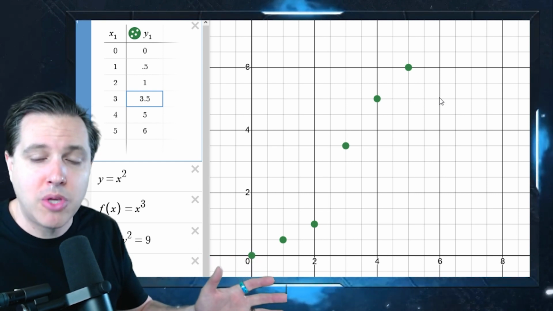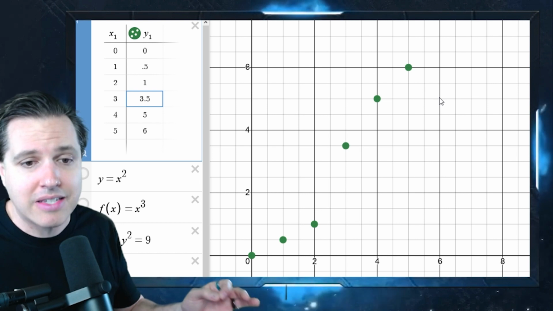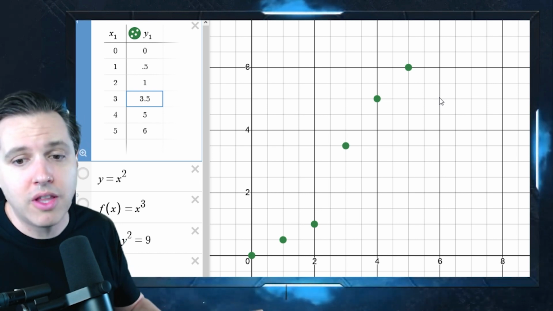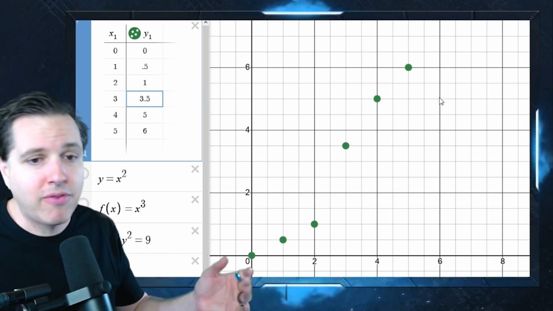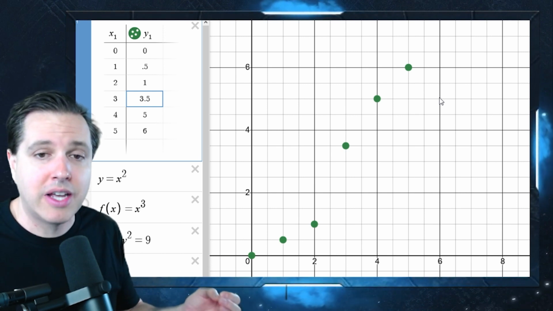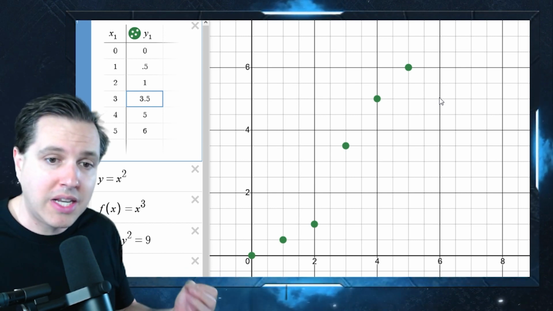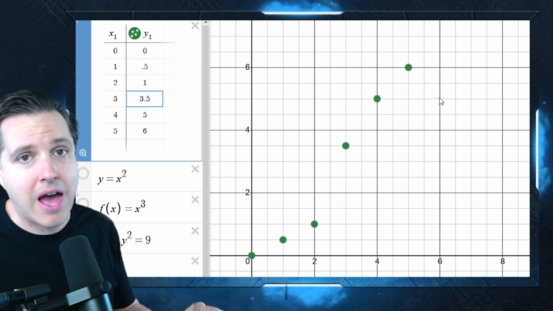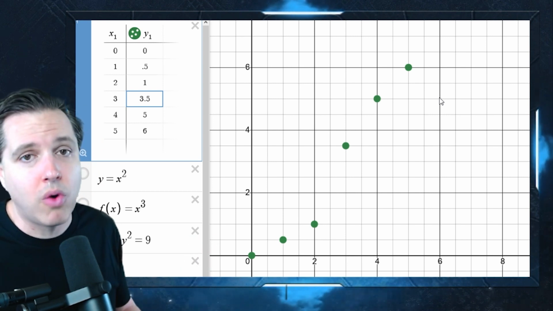By the way, the site that I'm using is called Desmos, DESMOS.com. It's a totally free website. They call it a graphing calculator. It's not as functional as, say, a TI-84. But if you need to get in there and make some really good looking graphs, this is probably the tool that you want to be using.